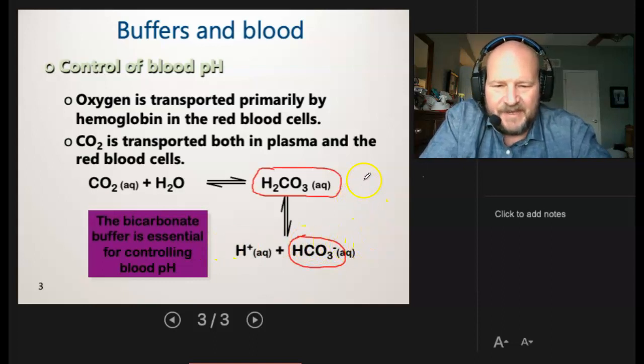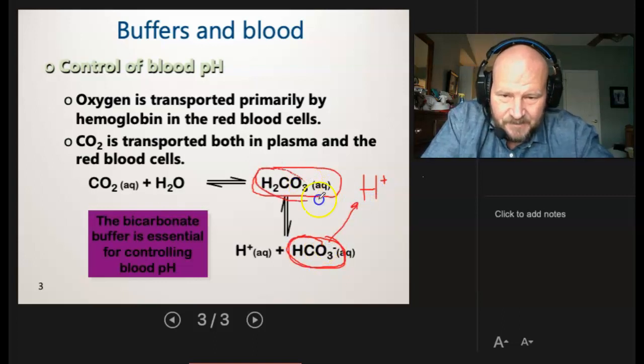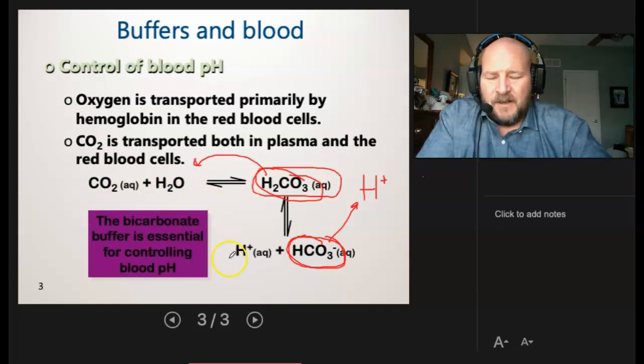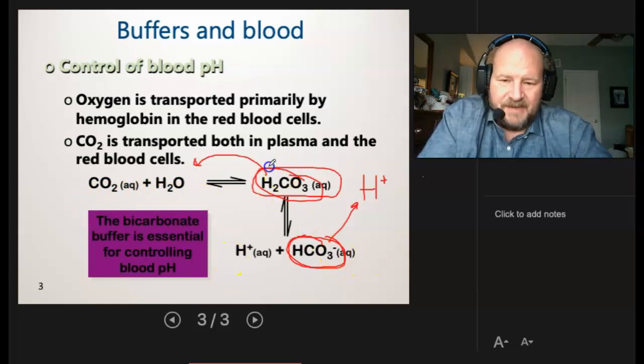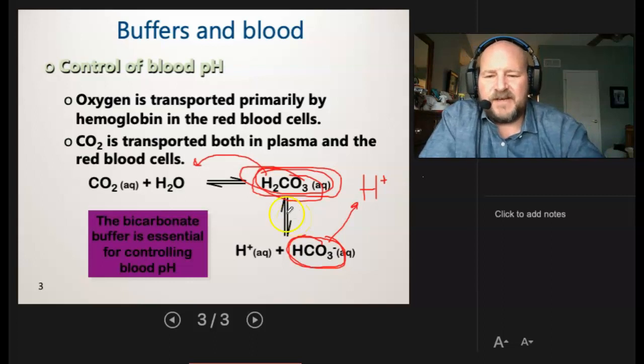So now if I add an acid, H plus, I have the carbonate here that can react with that, turn that into that one, which then forces it to come back out as CO2 and water, right? And of course, if I add a base, then I have the weak acid here to react with the base. So that way my pH in my blood will stay controlled, right?